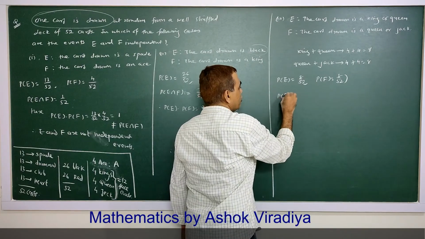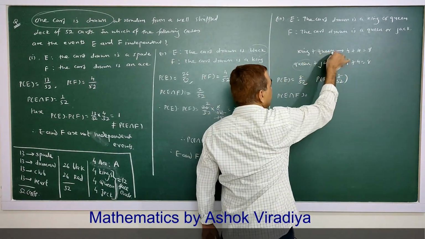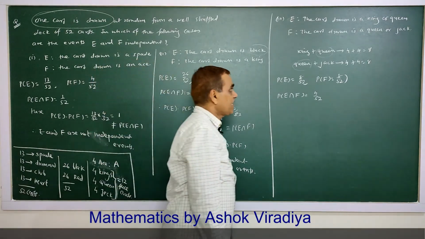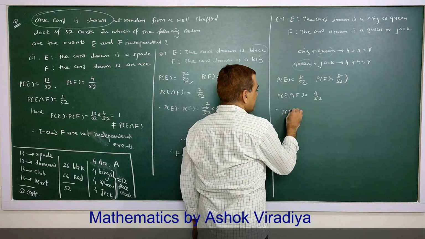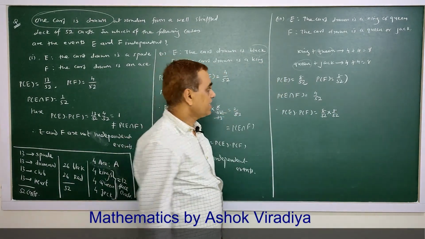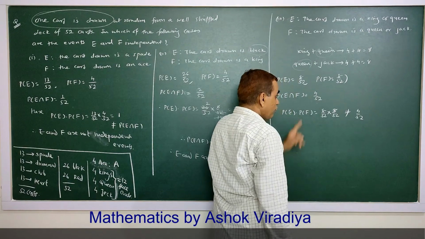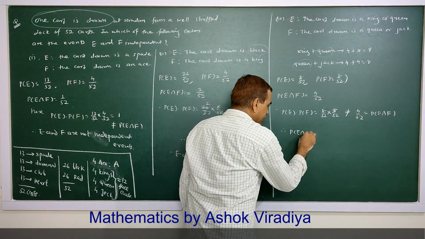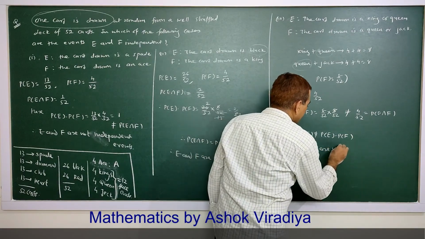And probability of E intersection F means what is common in both. What is common? 4 queens are common. So 4 by 52. E intersection F has 4 elements. So probability of E into probability of F is 8 by 52 into 8 by 52, which is not equal to 4 by 52. 4 by 52 is probability of E intersection F. So probability of E intersection F is not equal to probability of E into probability of F. So E and F are not independent events.